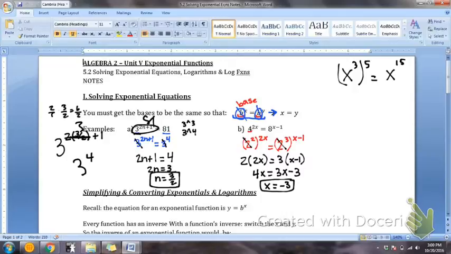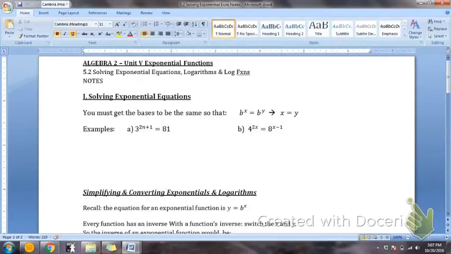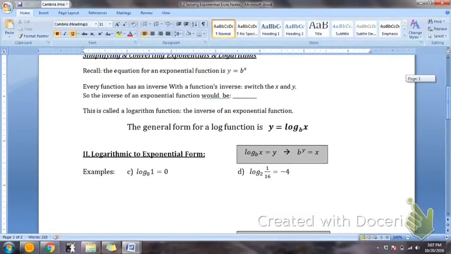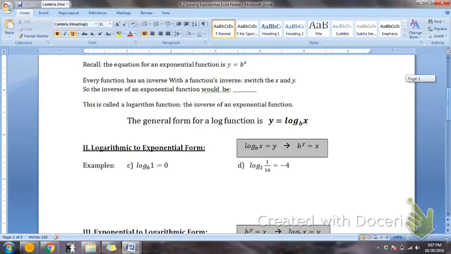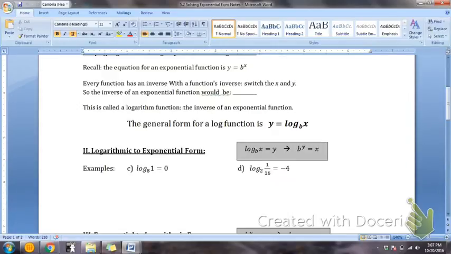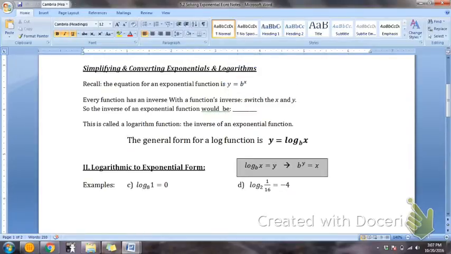All right, the next portion is just transferring them or translating them from one form to another. So it says simplifying and converting exponentials and logarithms. This seems really a lot scarier than what it actually is. Okay, so let's go through this. It says the equation for an exponential function is y equals b to the x. Remember we talked about there's really an a there, right? This is really like a times b to the x. But for the sake of this example, we're just going to say it's y equals b to the x.